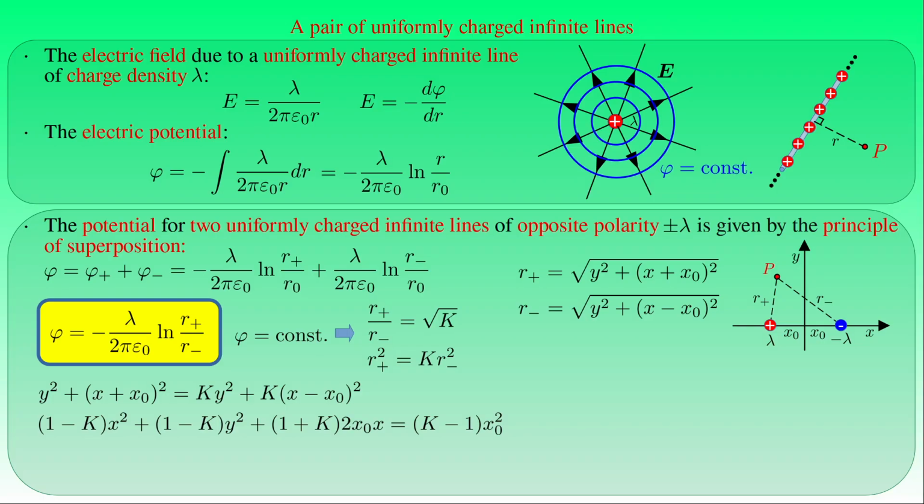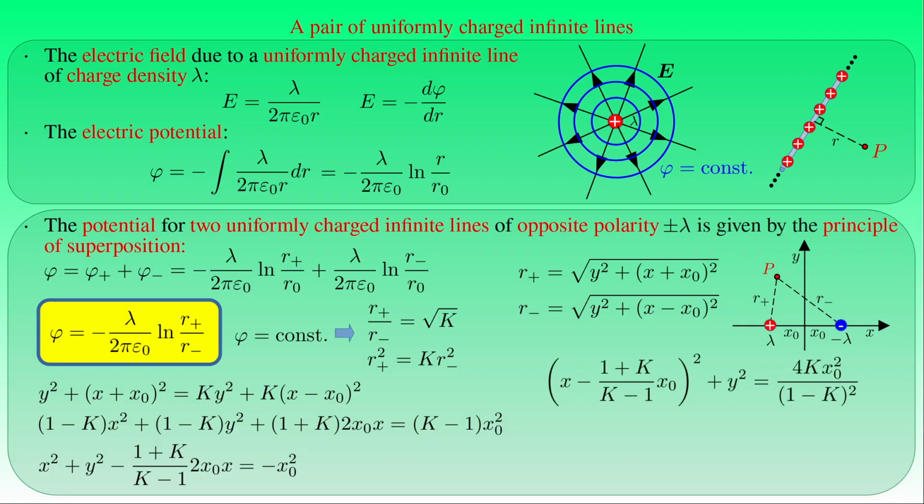If we divide the resultant equation by 1 minus k, we obtain a simple expression stating that x squared plus y squared minus (1 plus k)/(k minus 1) times 2 times x0 times x is equal to minus x0 squared. By completing the square in the left-hand side, we can write the equation stating that the square of the difference between x and (1 plus k)/(k minus 1) times x0, plus y squared, is equal to 4k times x0 squared over the square of 1 minus k.